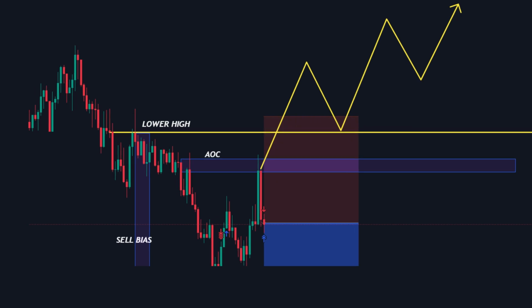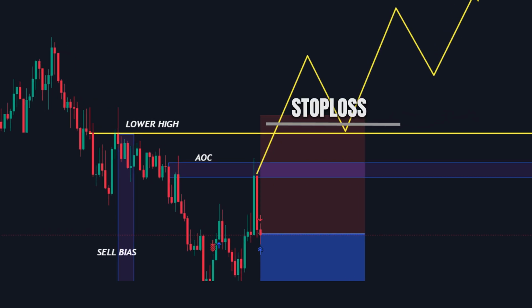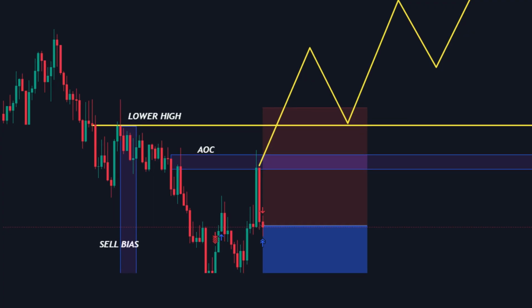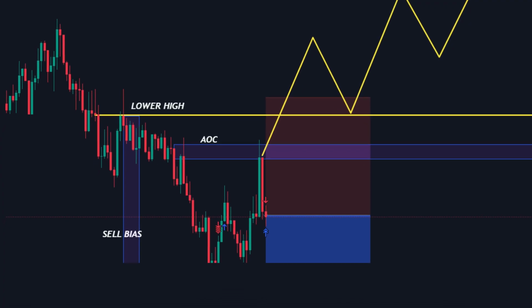It is denial. The stop should be placed at the technical point where the setup is wrong, not at a random distance chosen only to increase the position size. Then the position size must be adjusted to match that stop.